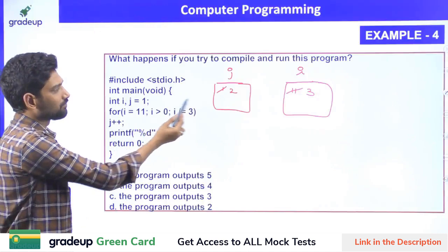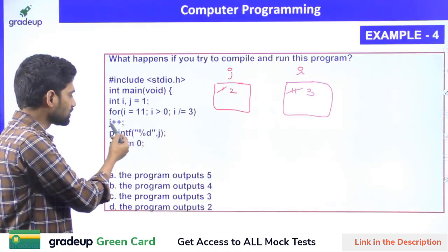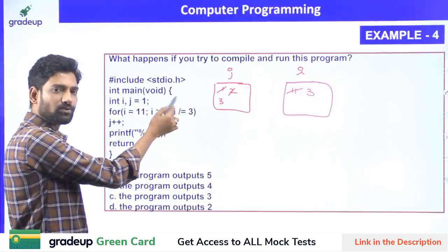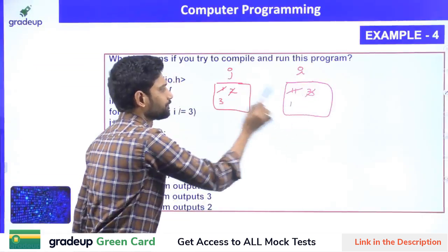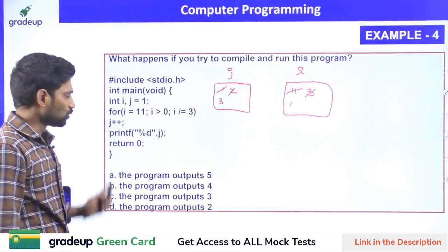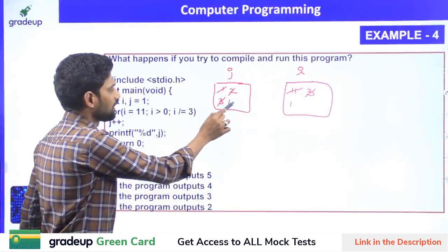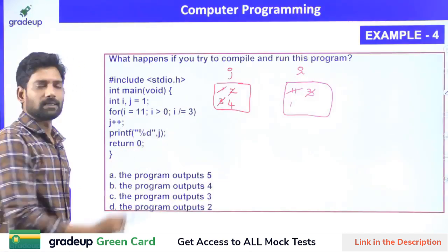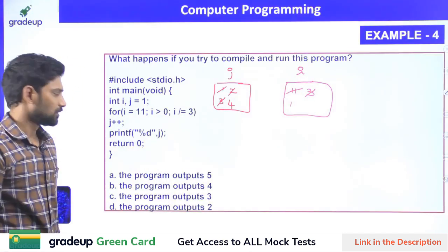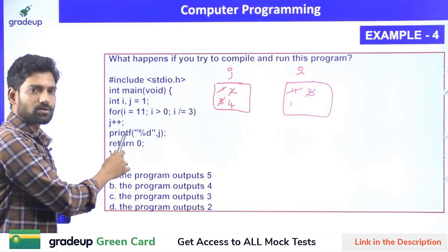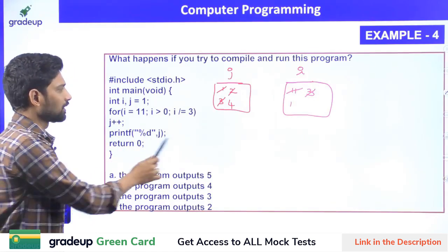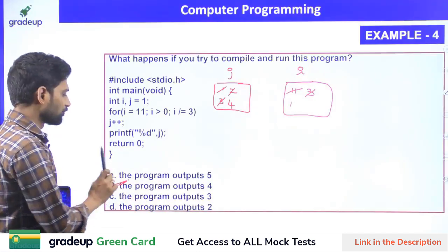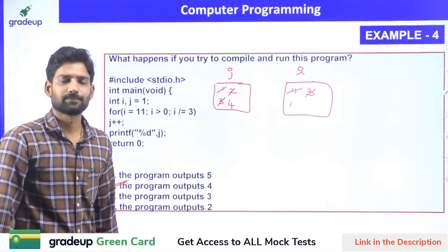3 greater than 0, true. j++, j becomes 3. i is equal to 3 by 3, 1. 1 greater than 0, true. j++, j becomes 4. 1 by 3, 0. 0 greater than 0, false. So it comes out. Now print j. What is j? 4. So the program outputs 4 would be the answer.